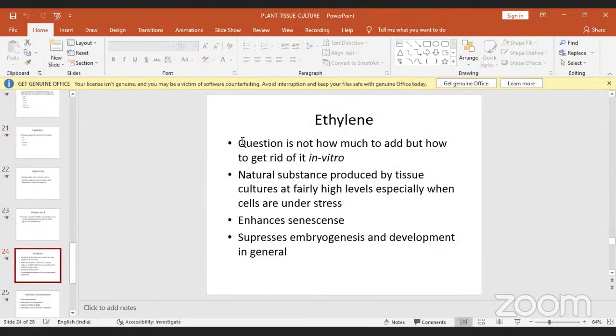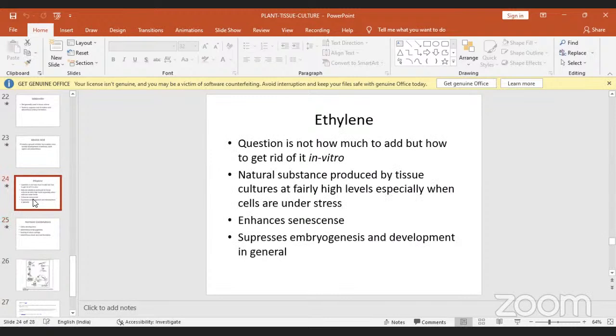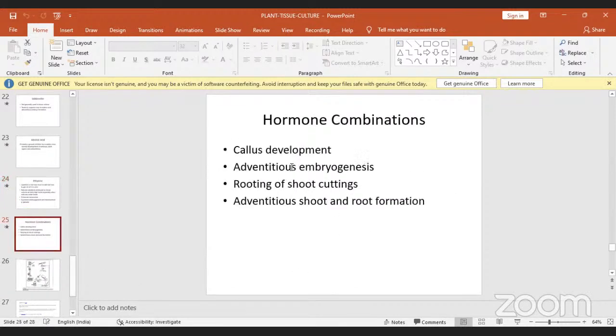Here with ethylene, the issue is not how much to add but how to get rid of it in vitro. It is a natural substance produced by tissue cultures at fairly high levels, especially when cells are under stress. It enhances senescence and suppresses embryogenesis and development in general. So callus development, adventitious embryogenesis, rooting of shoot cuttings, and adventitious shoot and root formation: these are the hormone combinations.